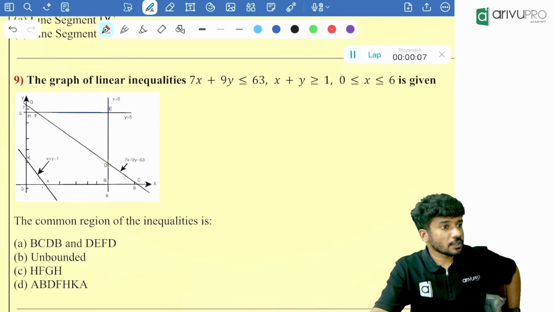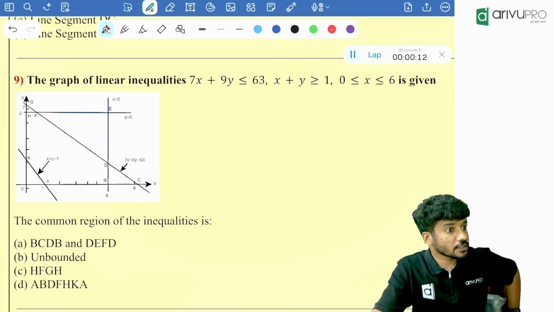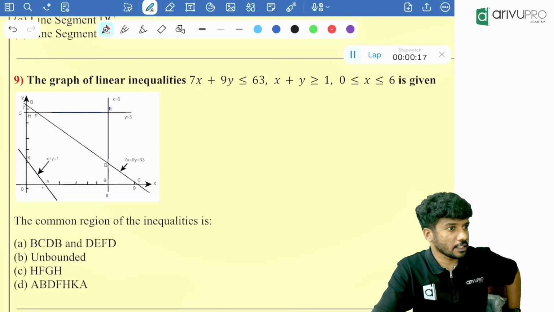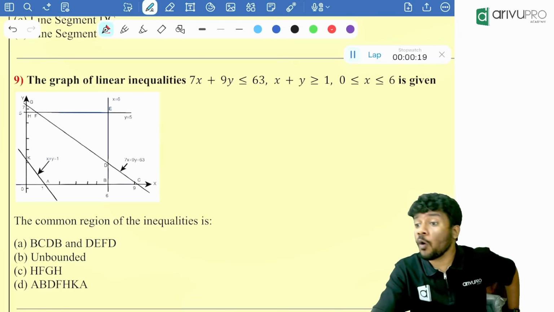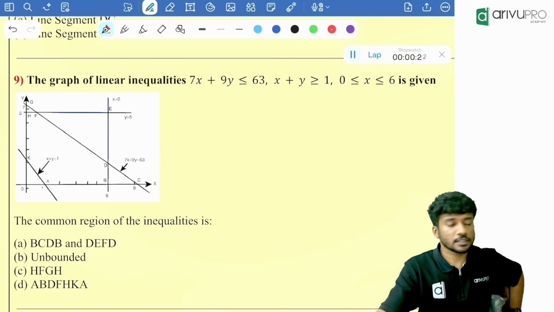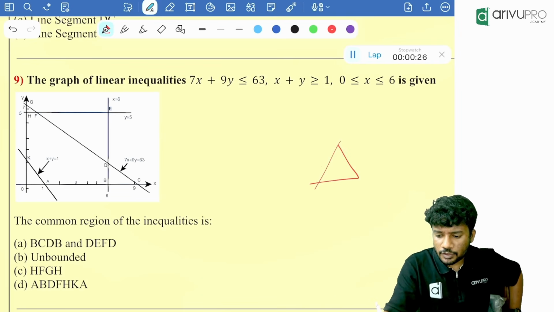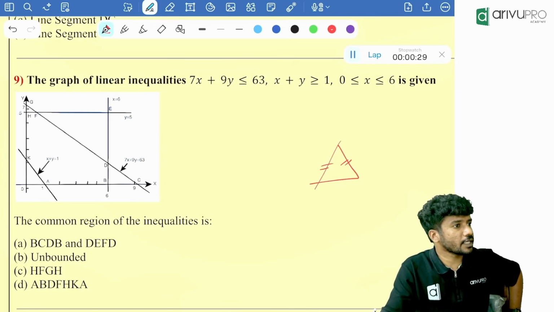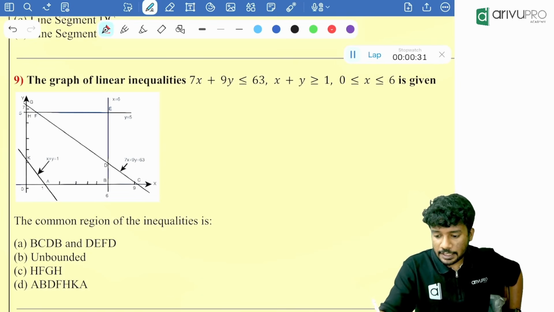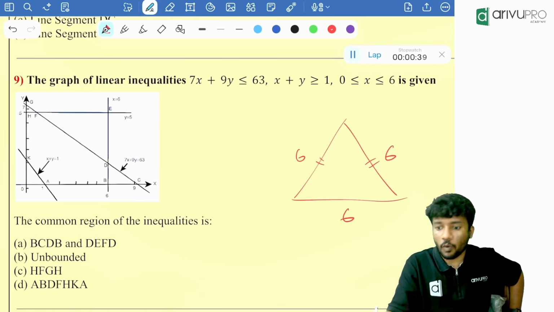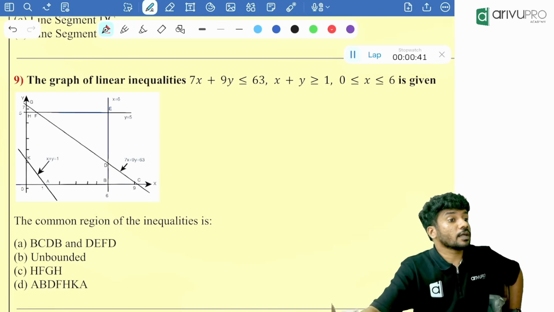What is isosceles? Isosceles triangle means the two sides are equal. Isosceles triangle means two sides of a triangle are equal. Then equilateral triangle means all the sides are equal. Make a note of it. What is isosceles? Only two sides. For example, this is a triangle. Two sides of a triangle are equal, then it is called isosceles. If it is an equilateral triangle, all the sides will be equal. For example, this is 6 centimeter, this is 6 centimeter, this is 6 centimeter. All the sides are equal is an equilateral triangle.